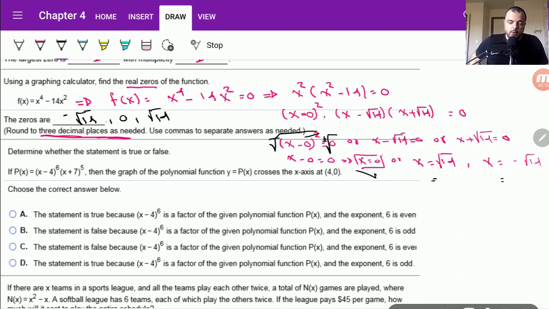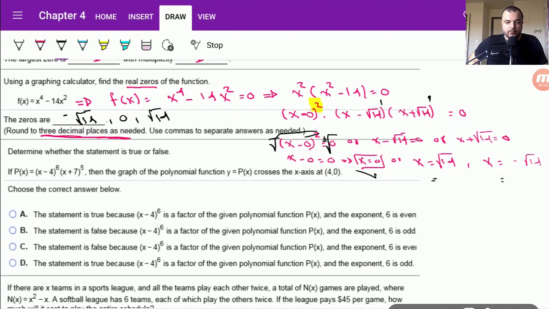But the first zero has a multiplicity of 2. The question doesn't ask you about the multiplicities here. We have 0 as a zero. When x is 0, y is going to be 0. And it has a multiplicity of 2. And this one has a multiplicity of 1. And this one has a multiplicity of 1 as well. Okay?